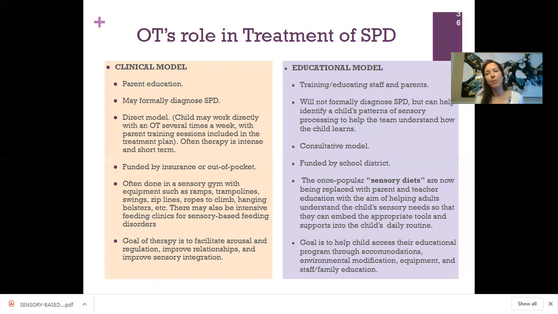And also it's a lot more helpful to the adults working with the child to really understand the child's sensory needs and be able to embed those needs into their everyday routine. And also to understand signs of dysregulation and when to best use sensory input and other regulating strategies on a daily basis. So the goal in the school is to help a child access their educational program through accommodations, environmental modifications, equipment, and staff and family education.